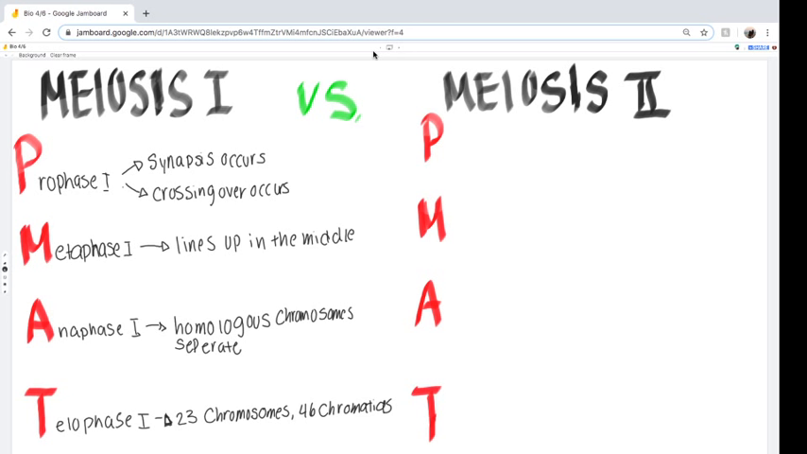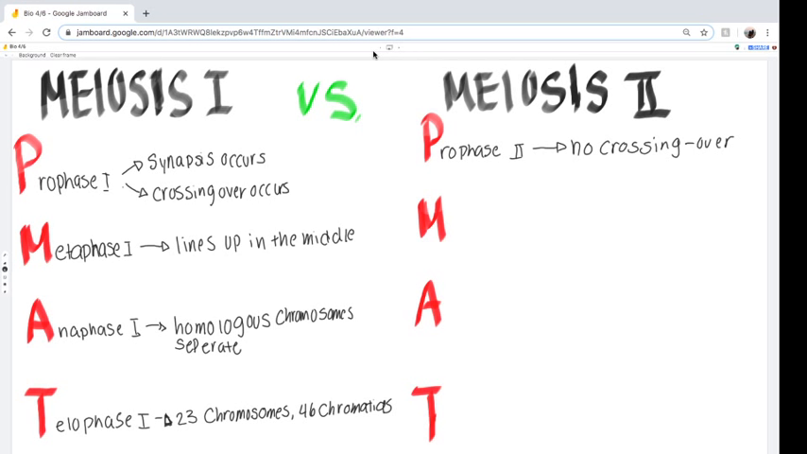So meiosis 2 is exactly the same. Everything's the same except that in prophase 2, there is no crossing over. So no exchange of genetic material. It only happens in prophase 1.